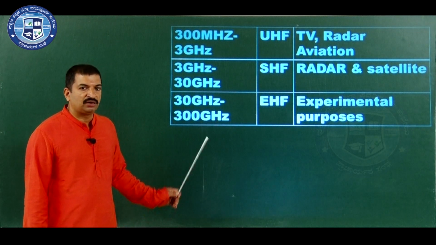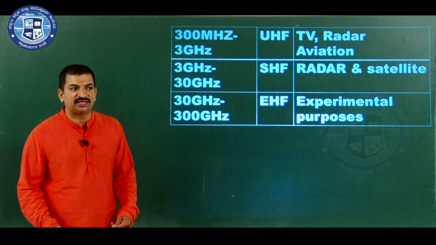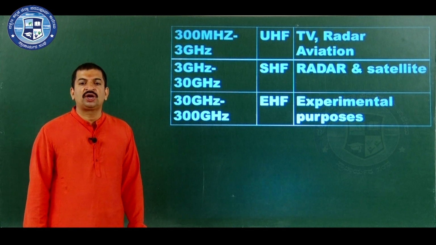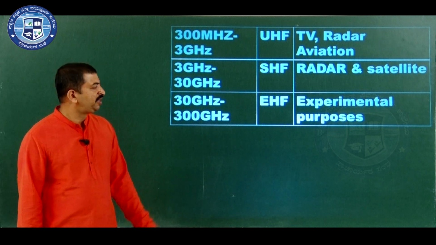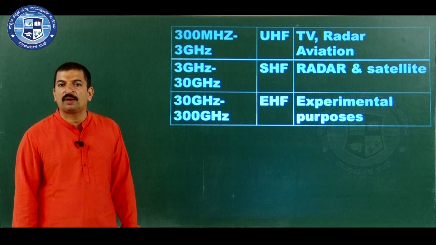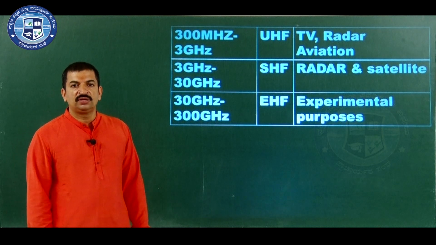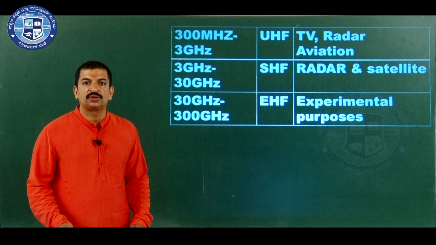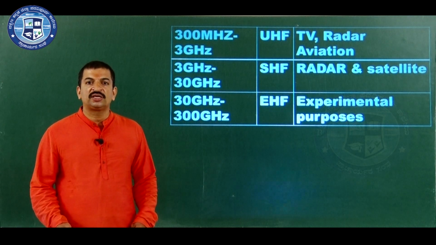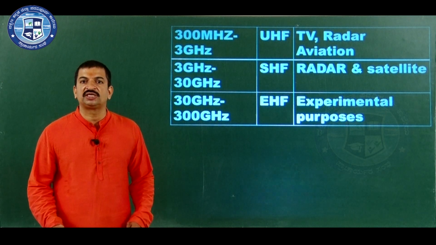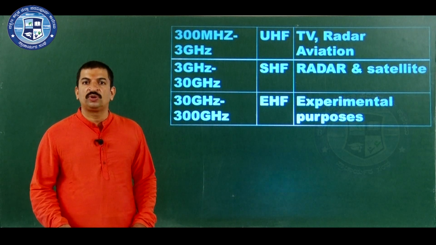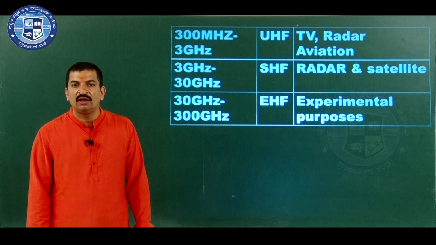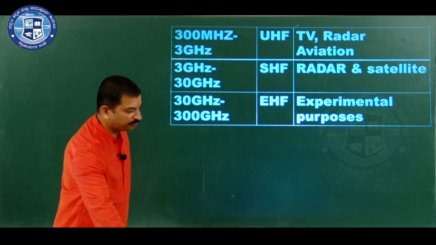And the last one is the EHF, extra high frequency signal. These extra high frequency signals are not used in practice. They are used only for experimental purposes. The EHF signals require expensive circuits, and moreover they require expensive towers to receive the signal. So it is not used in practice, only in research laboratories for experimental purposes.